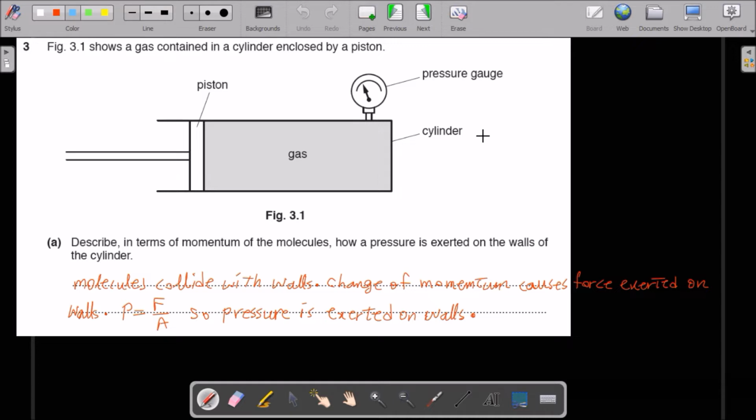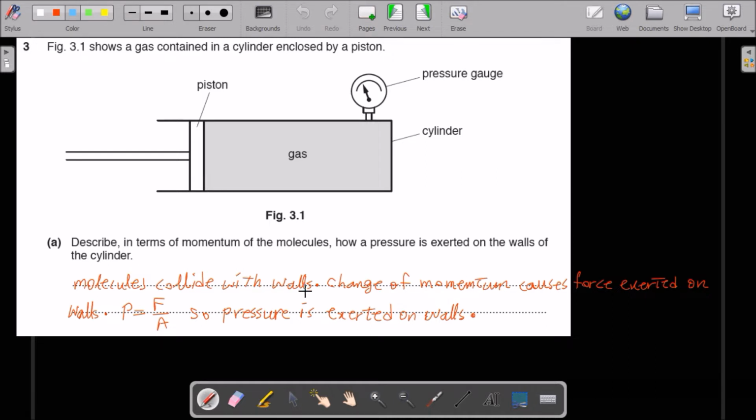If you look at your syllabus, you can see the cause of a gas pressure. The cause of a gas pressure is exactly the answer to this question. As you know, molecules collide with the walls of the container and they bounce back.